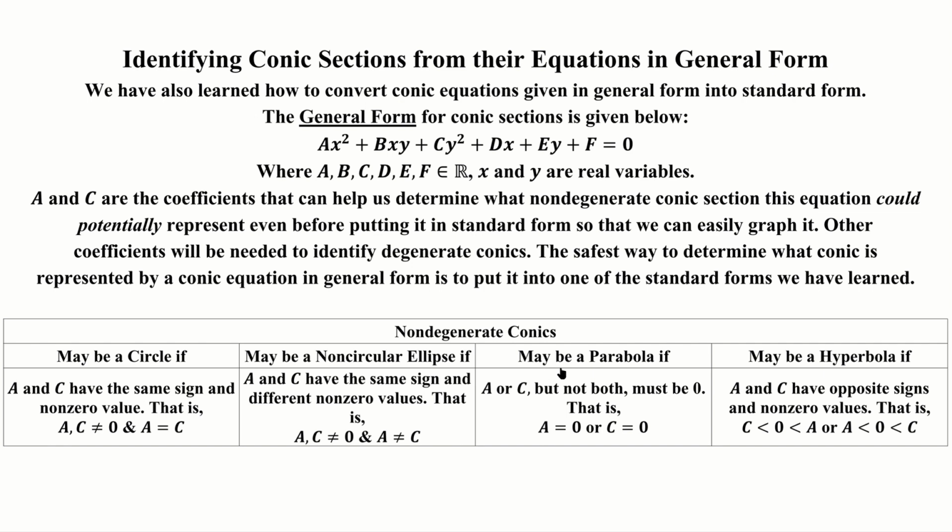The conic equation in this form may be a parabola if a or c, but not both, are 0. So one of them has to be 0, but they can't both be 0. Then we have the possibility of a hyperbola if a and c have opposite signs and non-zero values. So this is the scenario for that.